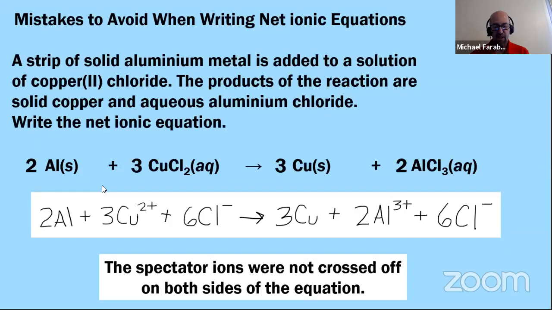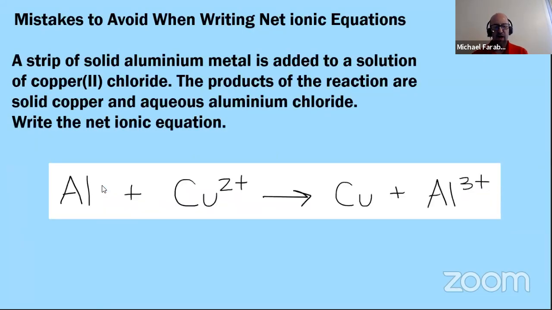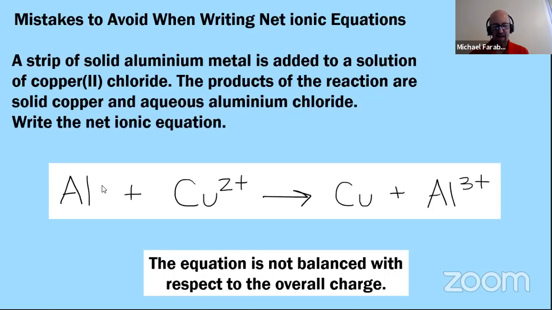All right, now I'm going to go ahead and give you another example. We have aluminum reacting with copper ions to produce copper metal and aluminum ions. So do you see the problem here? It is balanced in terms of atoms, but it is not balanced in terms of overall charge. We have +2 on the left and +3 on the right. This is incorrectly balanced with respect to the overall charge.